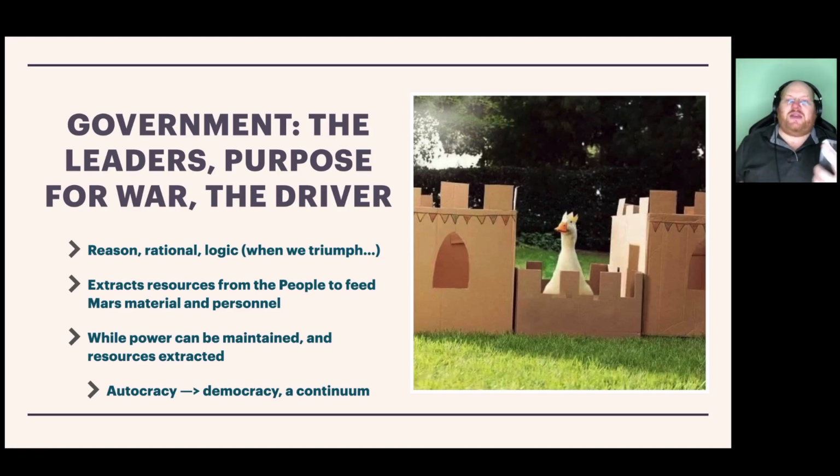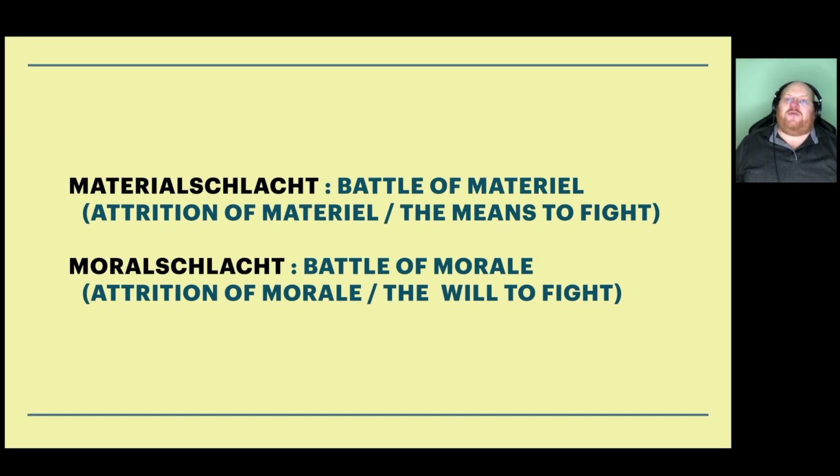And the idea is that basically the leaders extract resources from the people to turn into material and personnel that they feed to Mars via the army. And as long as they're in power and they're extracting resources, that just keeps going on indefinitely. And these dynamics of the people, the army, the leaders sort of give us two of the ways that wars can be decided. This is not battles, this is wars.